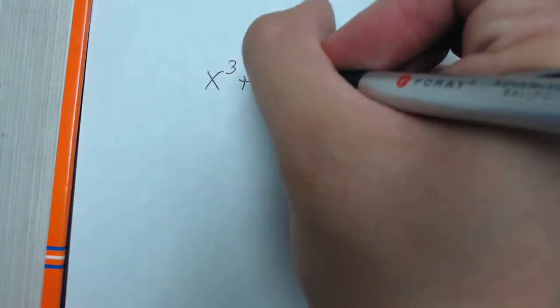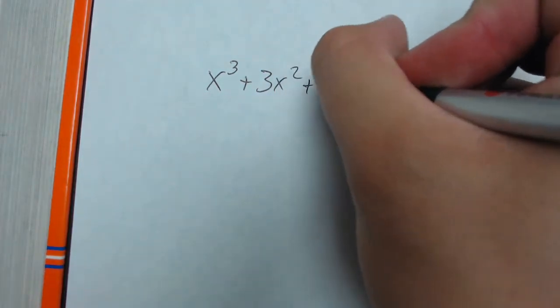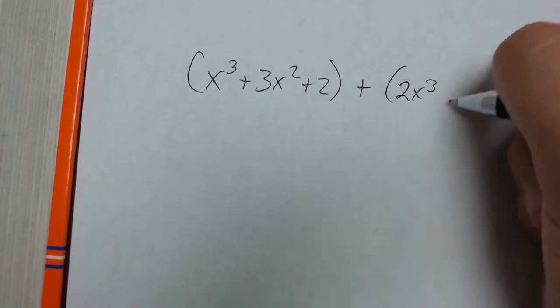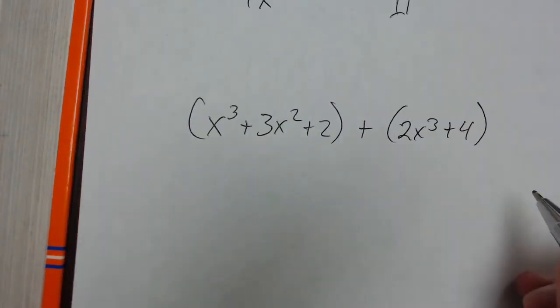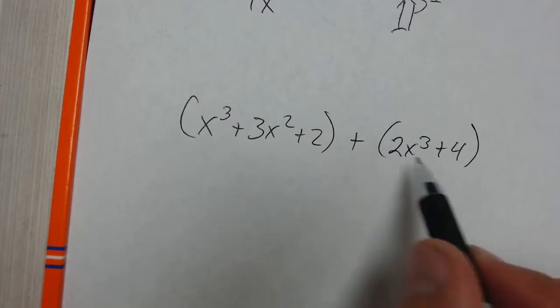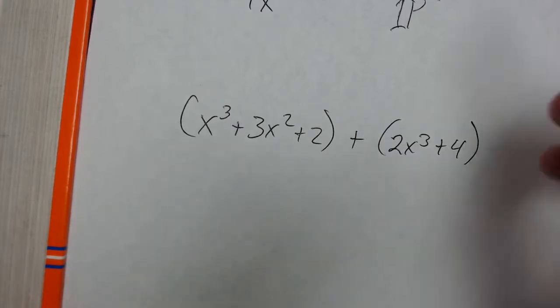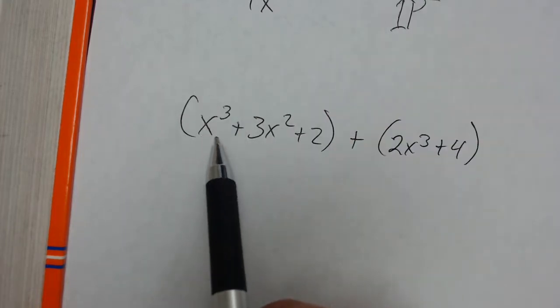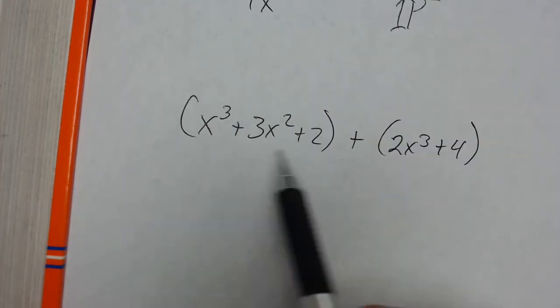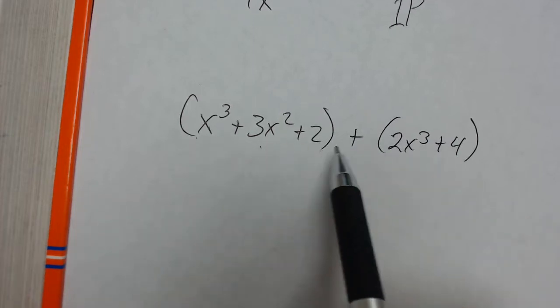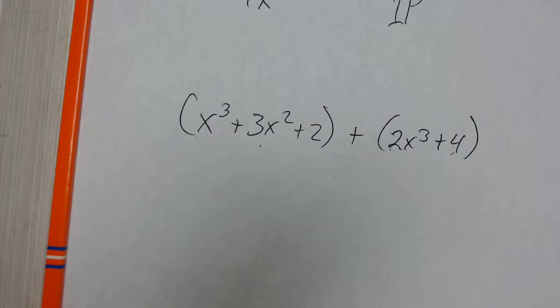So our first example, we have x cubed plus 3x squared plus 2 in parentheses plus 2x cubed plus 4. All right, so we have some polynomial expressions. They're being added up, and the term polynomial refers to any polynomial expression that has 3 or more, I guess 2 or more terms in them. So we've got 1, 2, 3, 4, 5 terms, polynomial.